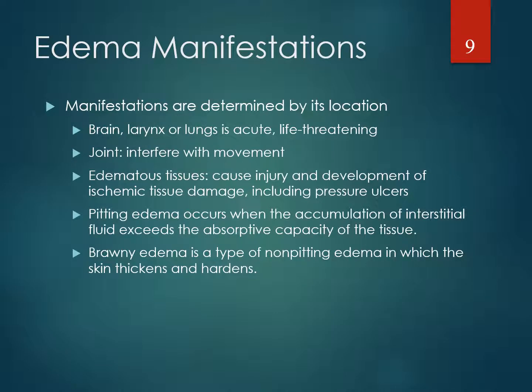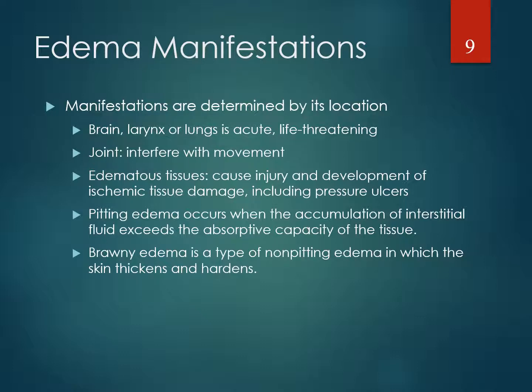So, edema manifestations. Manifestations are determined by its location. Obviously, edema in the brain, larynx, or lungs is acute and life-threatening. In a joint, it's going to interfere with movement, obviously. Edematous tissue causes injury or can lead to development of ischemic tissue damage, including pressure ulcers.